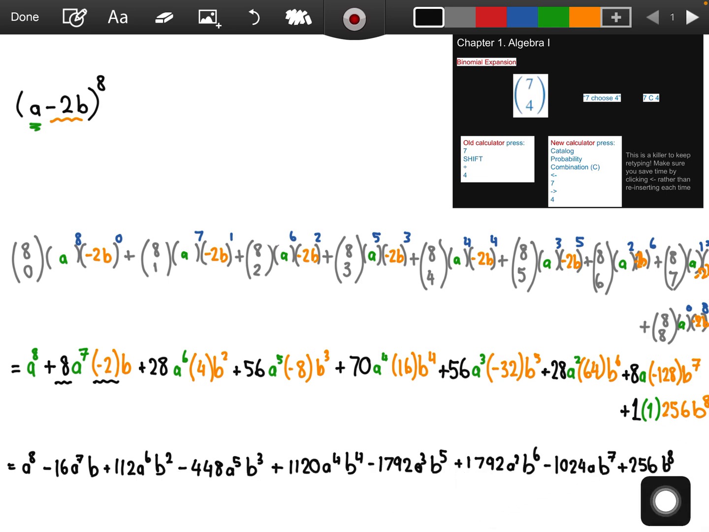Okay, there's also another pattern that I can check for, and it's that all the powers in each of these always add up to that original power. So here I had an a to the power of 8 by itself, that's fine, it's 8, a 7 and a 1 on the power of b, so that's 8, 6 and 2 is 8, 5 and 3 is 8, 4 and 4 is 8, 3 and 5 is 8, 2 and 6 is 8, 1 and 7 is 8, and then an 8 by itself. Okay, so that's my final answer there for that one. That is a nice binomial expansion.